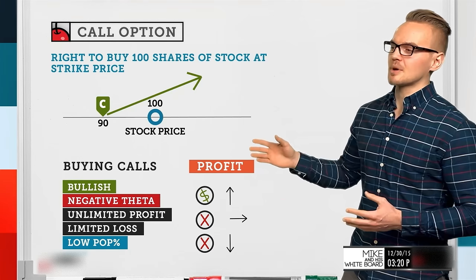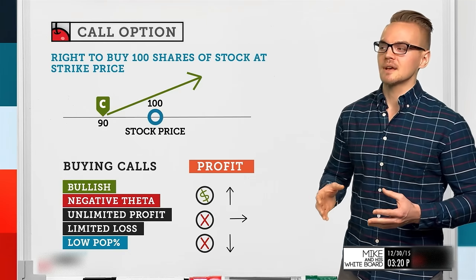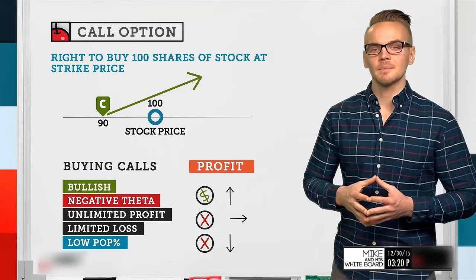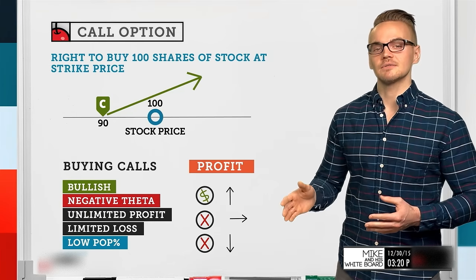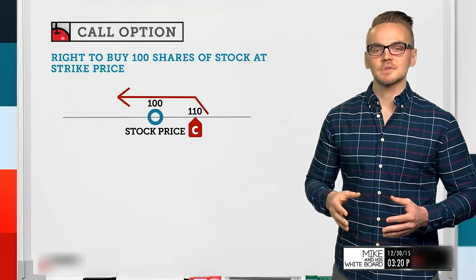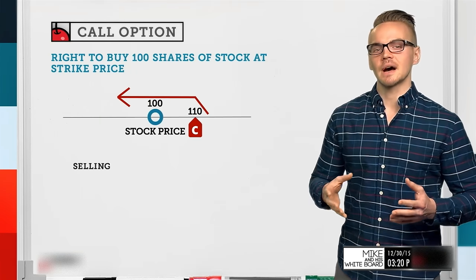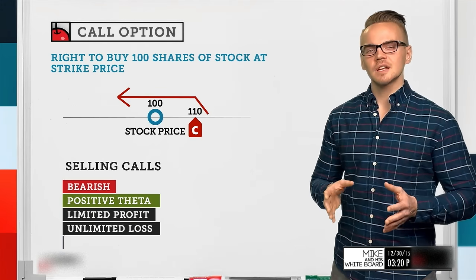If we look at the profit zone over here to the right, we can see that buying call options is only profitable if the stock goes up. It's not profitable if it stays the same, and it's not profitable if it goes down. So we're going to look at what happens when we're selling a call option, and we'll see how that compares to buying options. When we're selling a call option, it's a little bit different.